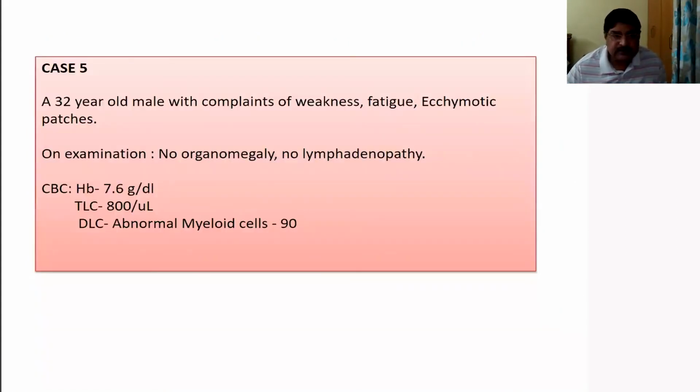This is the last case. A 32-year-old male with complaints of weakness, fatigue, and ecchymotic patches on the skin, no organomegaly, no lymphadenopathy. Hemoglobin is on the lower side, TLC is leukopenic, and DLC shows abnormal myeloid cells, which are 90%. Next.